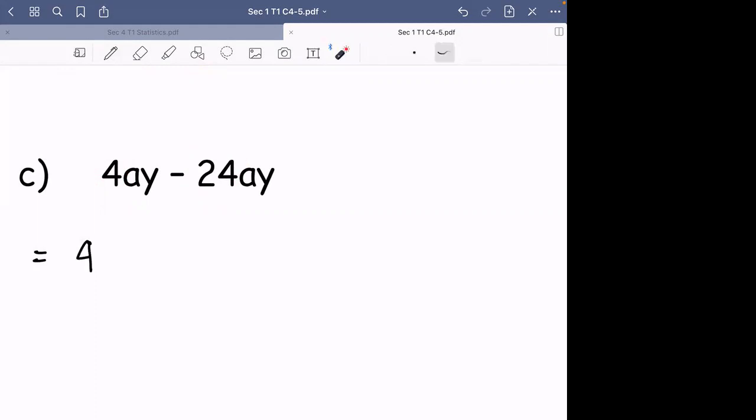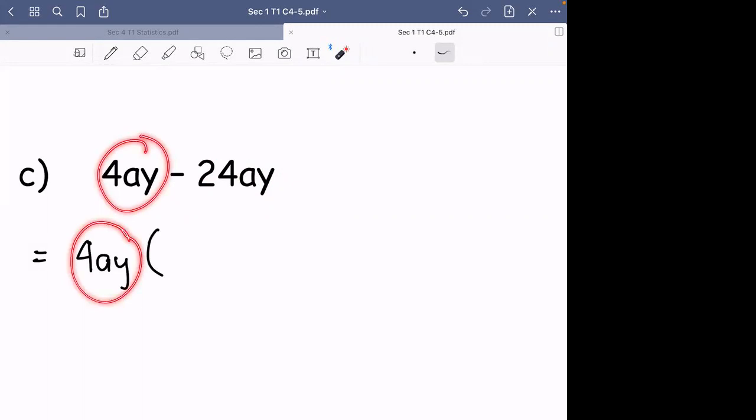So we have AY for both terms. Can we include AY here? Because it is common to both terms, right? So I'll include AY here. So what do we get? What is 4AY divided by 4AY? It's exactly the same. So what do we get?